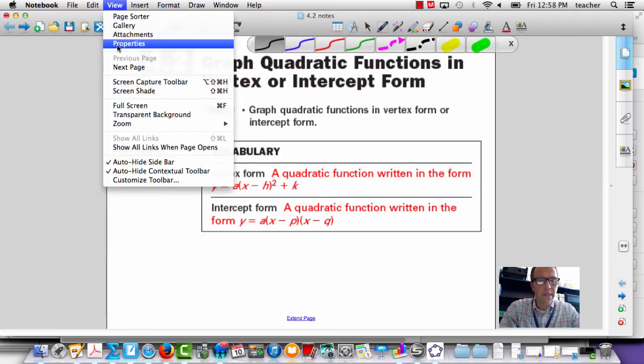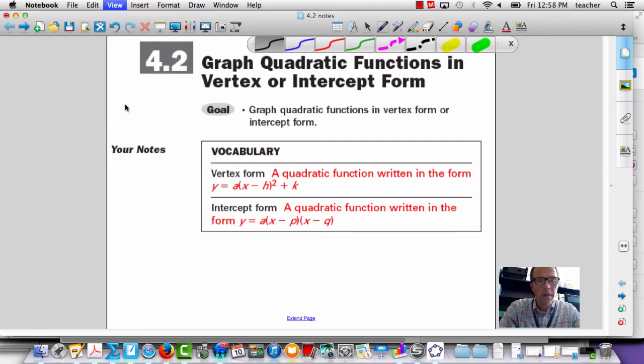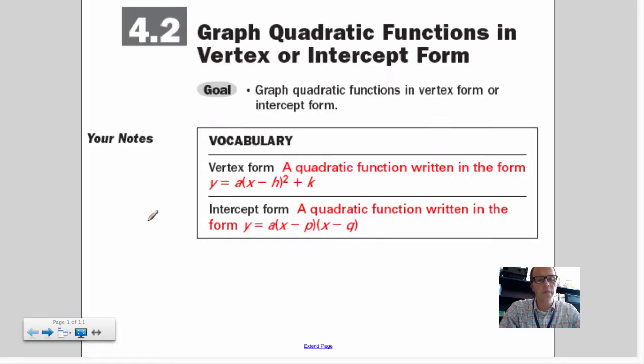All right, section 4.2. Here we are, full screen. Section 4.2, graph quadratic functions in vertex and intercept form. So section 4.1 was standard form. Now we have the other two and only other two forms. And here we go, only two vocab.